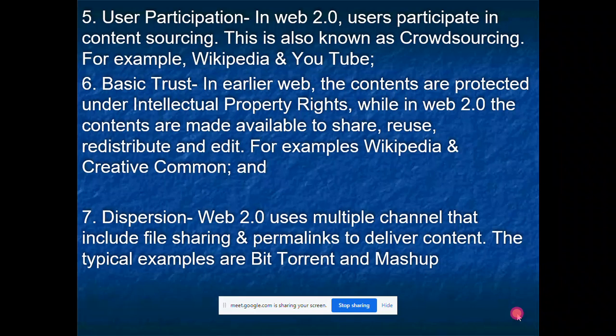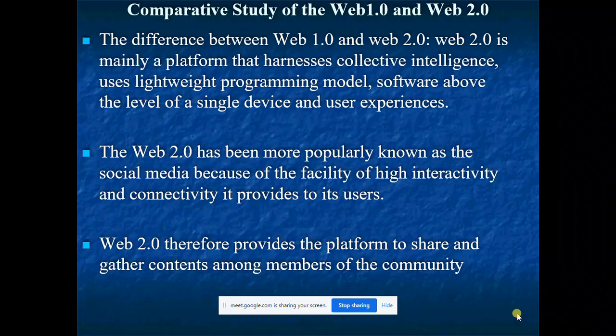Then the next feature, dispersion. Web 2.0 uses multiple channels that include file sharing and permalinks to deliver the content. Some typical examples are BitTorrent and mashups. This I will explain once we get there. Then the study between Web 1.0 and Web 2.0, which I explained to you yesterday.